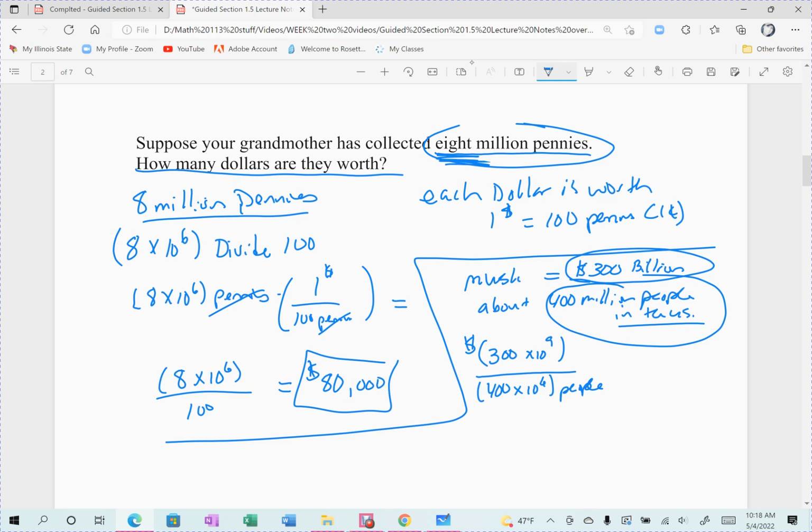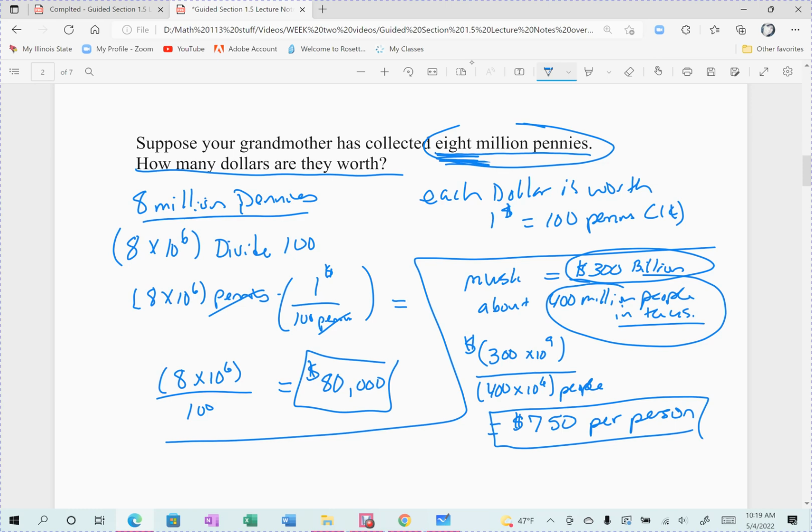So if you take your $300 billion that Elon Musk is worth, divided by, and again, make sure you put parentheses, 400 million people, so times 10 to the 6th to get our million. Roughly, each individual person would get $750 per person. So again, that's the difference between billions and trillions.